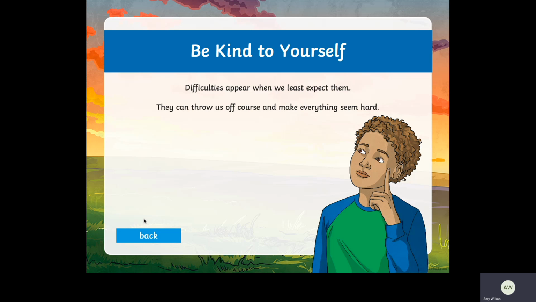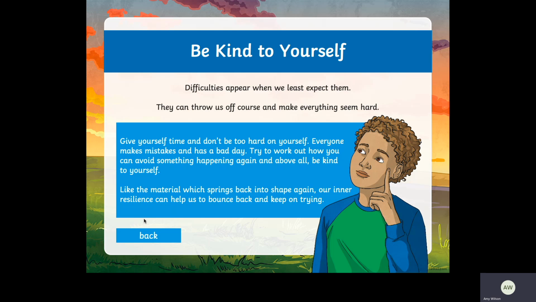So difficulties appear when we least expect them, and they can throw us off course and make everything seem hard. A little bit like now, how we've all had to change how we do our jobs and how we go to school and how we do our learning. And it does make it seem really hard, and there are days when I'm sure we feel all of those things on that list of emotions. But if we're kind to ourselves, it just makes things a little bit easier. Give yourself time and don't be too hard on yourself. Everyone makes mistakes and everyone has a bad day. Try to work out how you can avoid something happening again, and above all, be kind to yourself.